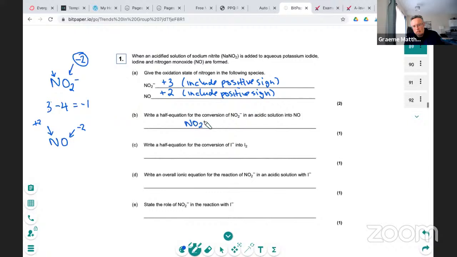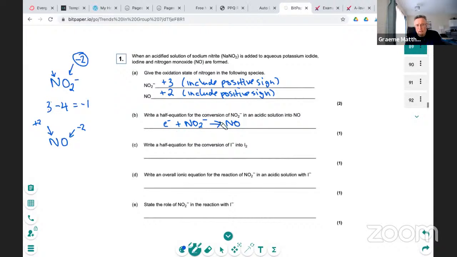NO2 minus like so, and put this right in the middle right here, so I can doodle on it, and O like this. Let's see. I've gone from a +3 down to a +2 oxidation state, so I need to add 1 electron on this side. And I can do that because the nitrogen, the element that changed oxidation state, is balanced already. So there's my electrons in.